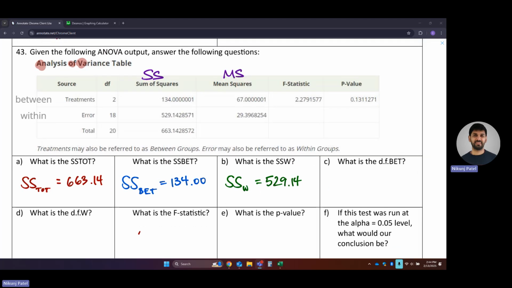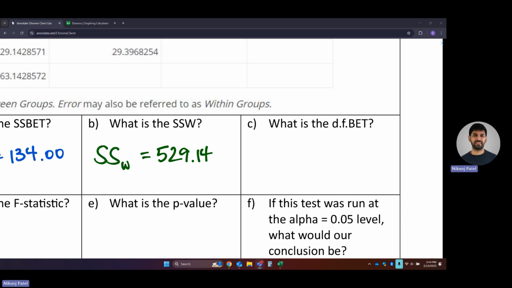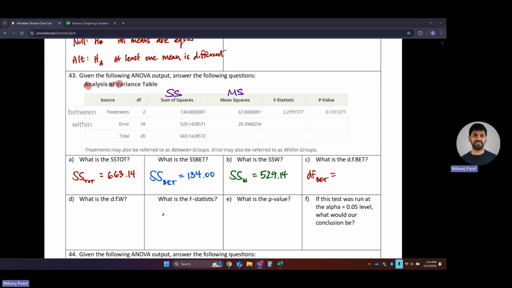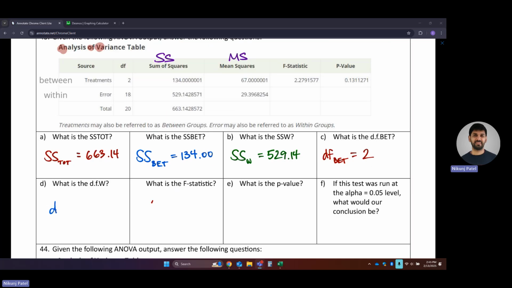So there's not really any calculating to be done here. All we're doing is finding the numbers in the boxes. What is DF between? This one's written like this, similar to before, but now instead of the SS column, we're looking at the degrees of freedom column. This one right here, DF. So DF between looks like it's 2. DFW, so degrees of freedom within, looks like it's this column, this row, so that's an 18.